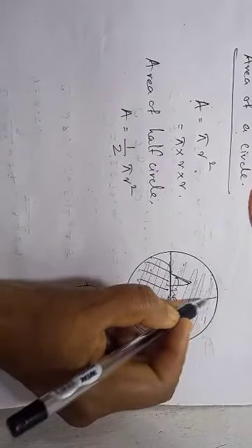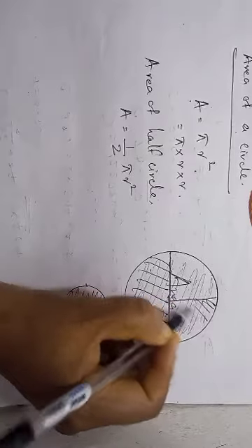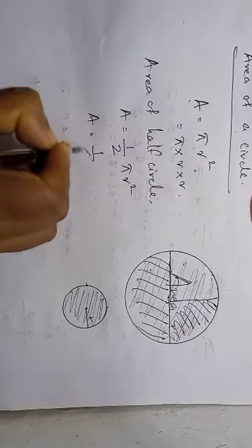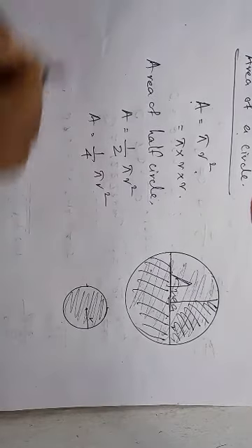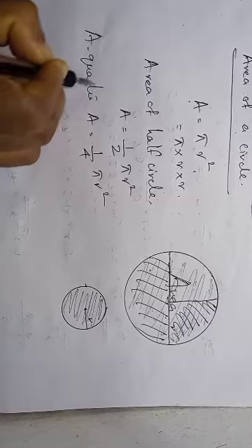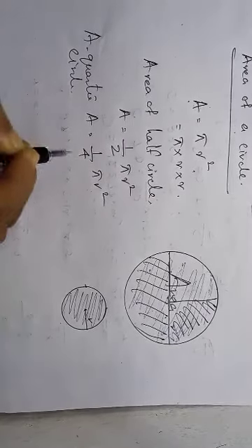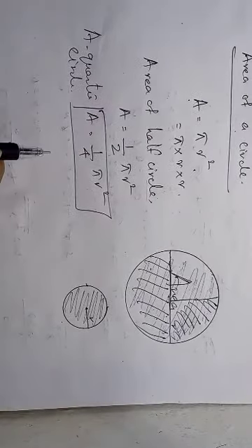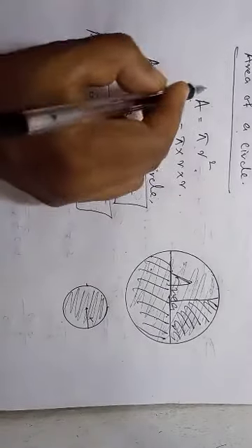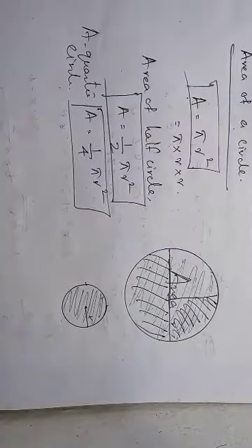When we are taking only the quarter part, then what is the area? One-fourth of pi r square. So the quarter circle's area is 1/4 pi r square. Semicircle's area is 1/2 pi r square. Full circle's area is pi r square. Okay.